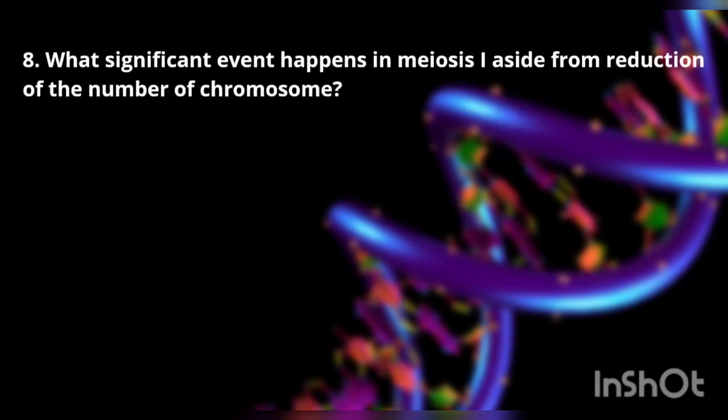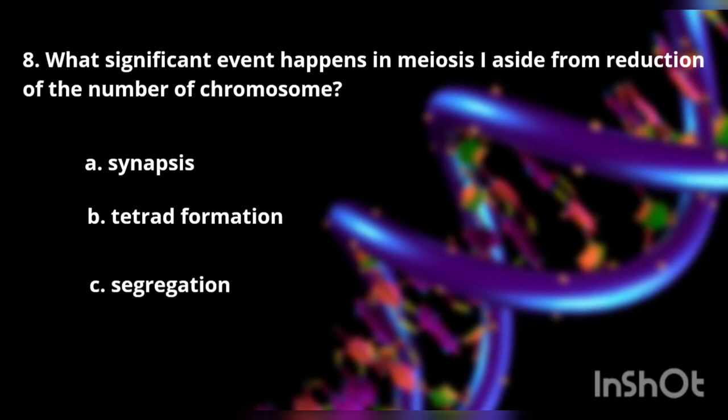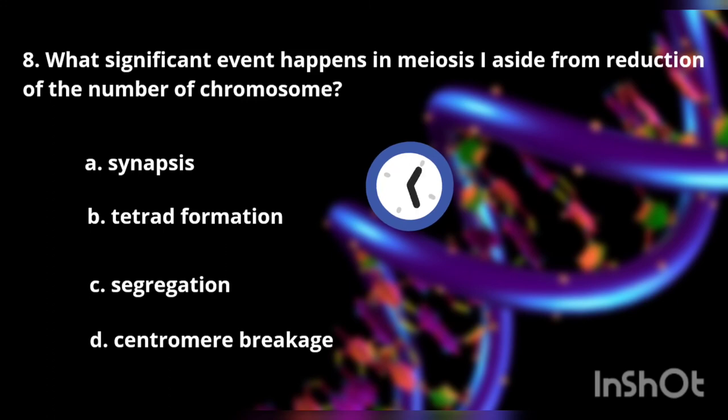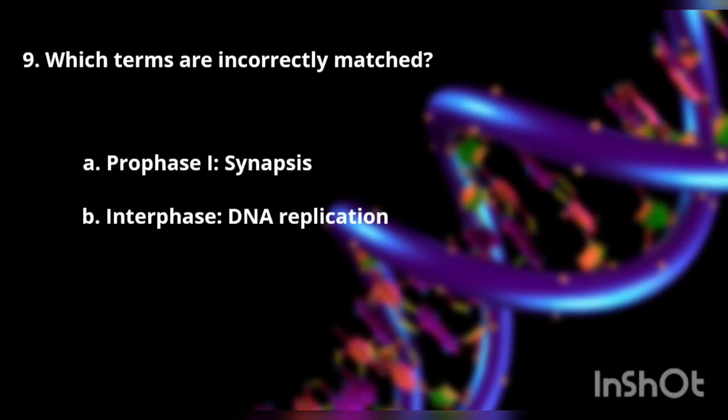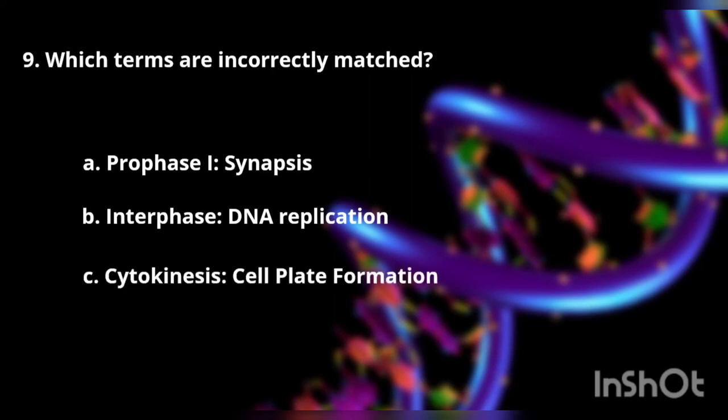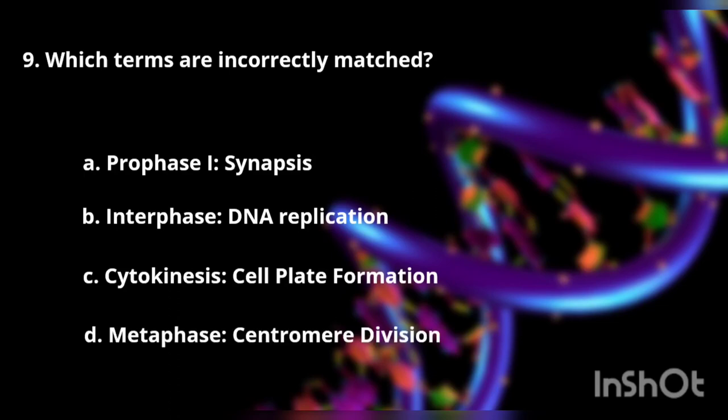Number 8. What significant event happens in meiosis 1 aside from the reduction of the number of chromosomes? A. Synapsis, B. Tetrad formation, C. Segregation, D. Centromere breakage. Number 9. Which terms are incorrectly matched? A. Prophase 1 synapsis, B. Interphase DNA replication, C. Cytokinesis cell plate formation, D. Metaphase centromere division.